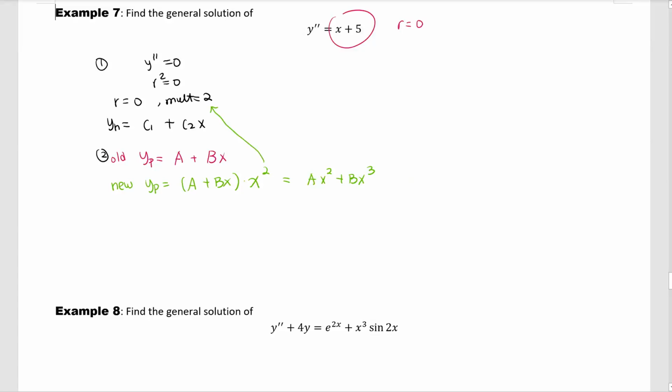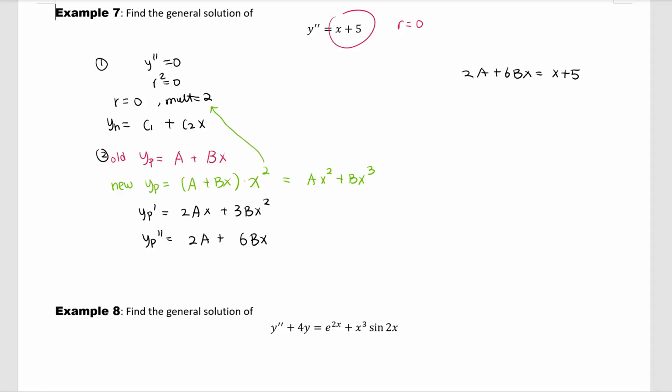So yp prime is 2ax plus 3bx squared. Yp prime prime is then 2a plus 6bx. Okay, so we're ready to plug in. So we have 2a plus 6bx equals x plus 5.